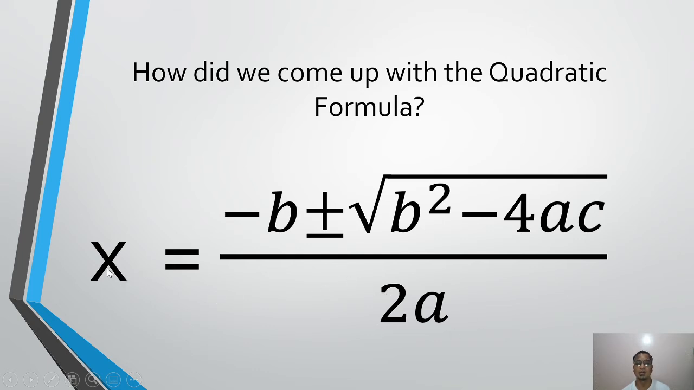So, ang sinabi dito, x equals negative b plus or minus radical b squared minus 4ac all divided by 2a.